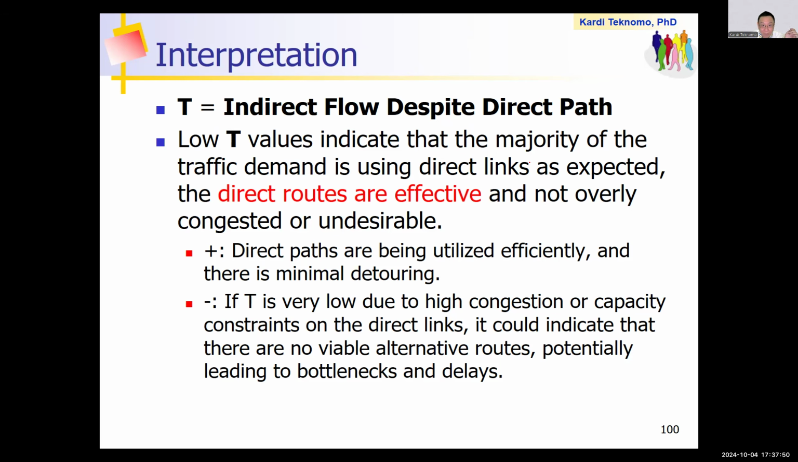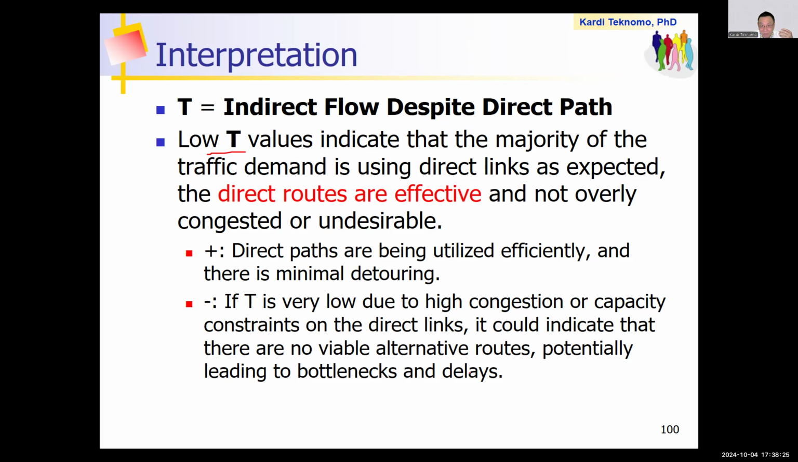So that means the direct routes are effective, not congested. So when it happens, that means the direct path is being utilized efficiently. So when you have a low T value, that is a minimal detour, right? But you can also interpret this negatively. If the value of T is low, that means there is high congestion on the direct links.